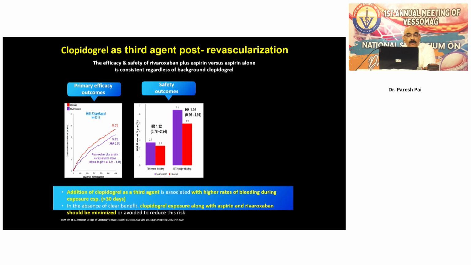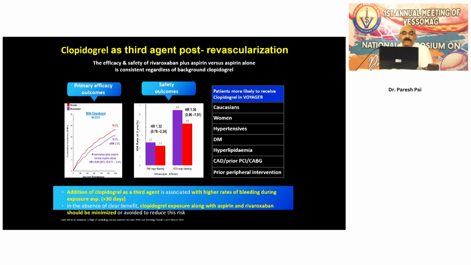So what about the role of clopidogrel as a third agent post-revascularization? The efficacy and safety of rivaroxaban plus aspirin versus aspirin alone is consistent regardless of background clopidogrel. Here you can see that the primary efficacy outcomes are good, and safety outcomes are also good. Patients more likely to receive clopidogrel in the VOYAGER study were Caucasians, women, hypertensives, diabetics, those with hyperlipidemia, CAD with prior intervention or CABG, and prior peripheral intervention. All these patients were already on clopidogrel, and therefore there was a reluctance to stop it.